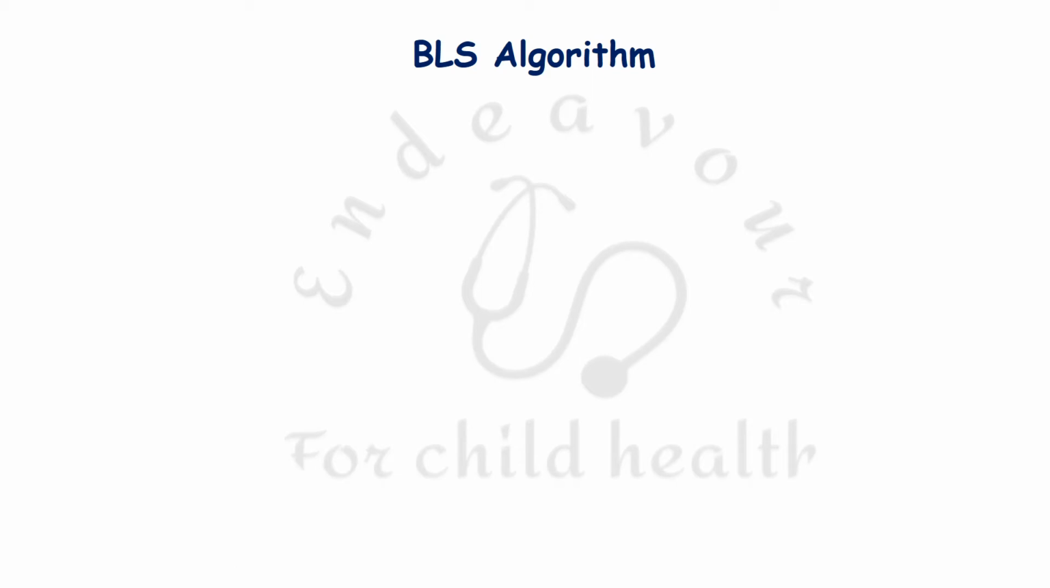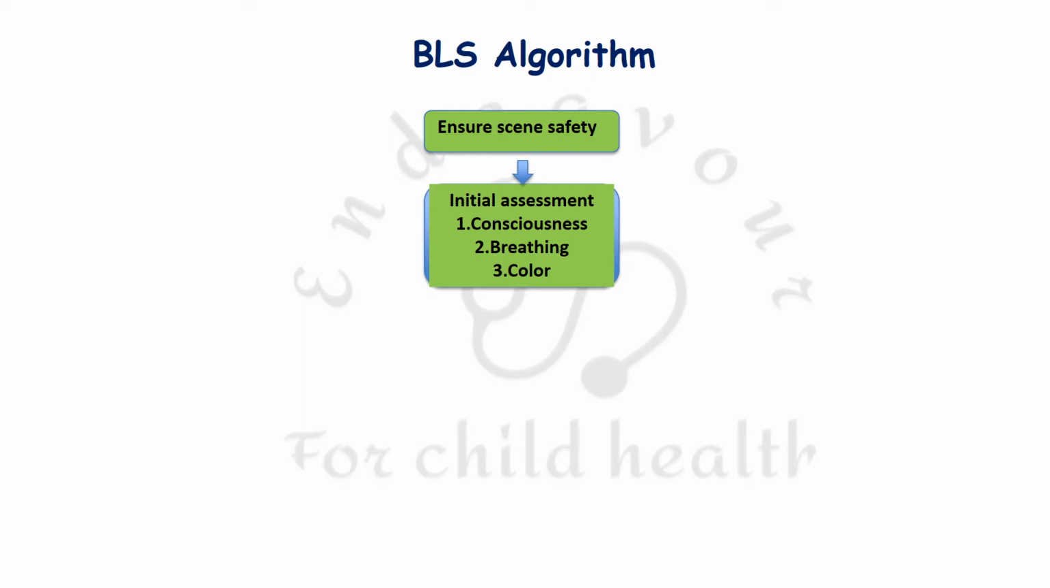Suppose you've been asked to attend a child who has become unresponsive in a building which has caught fire or where floods have occurred, like recently. Then what you must do is first ensure that the scene where you are performing this basic life support is safe for you, for the child, and the place for the process of providing BLS. The second thing is that you must check three things in the child. First is consciousness, second is breathing, and third is color of the child.